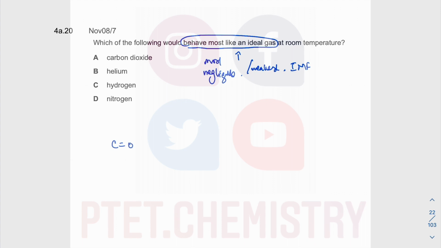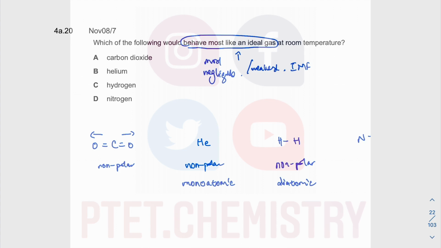So when you look at carbon dioxide, it's non-polar because you get a symmetrical distribution of charge, the dipoles cancel out. Helium is also non-polar, but what is important is monoatomic. It exists as single atom. You, of course, do not have to write all of this down. I'm just outlining my thought process to you so that you can see what is going on. This is also non-polar, but again, the difference with helium is diatomic. The nitrogen is also non-polar, and this is diatomic as well.